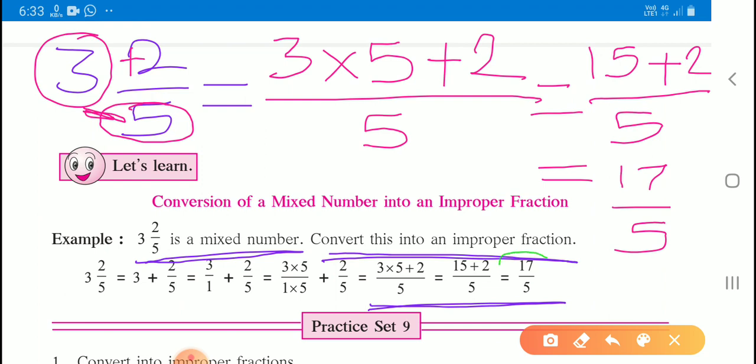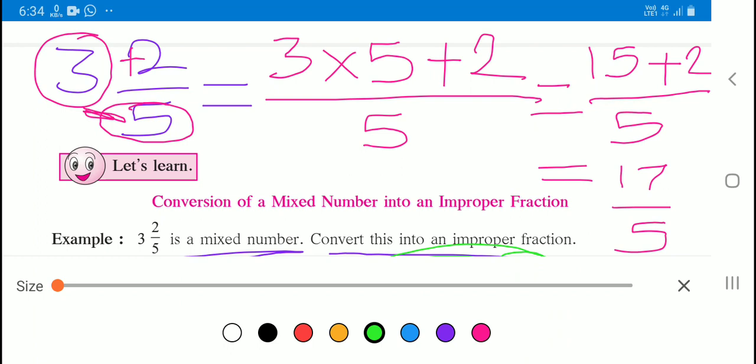Okay, here they have given this simple method. You can use the first method also, but it is a little complicated for you. So I prefer that you use this second method only to solve the examples of conversion of a mixed number into an improper fraction. Okay, we will see more examples, so that you will understand well.